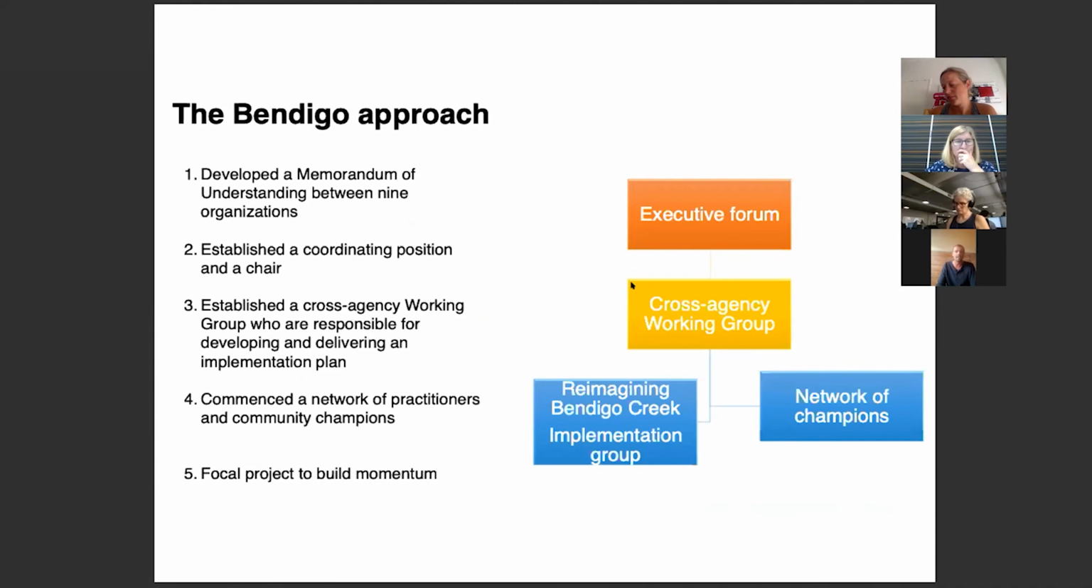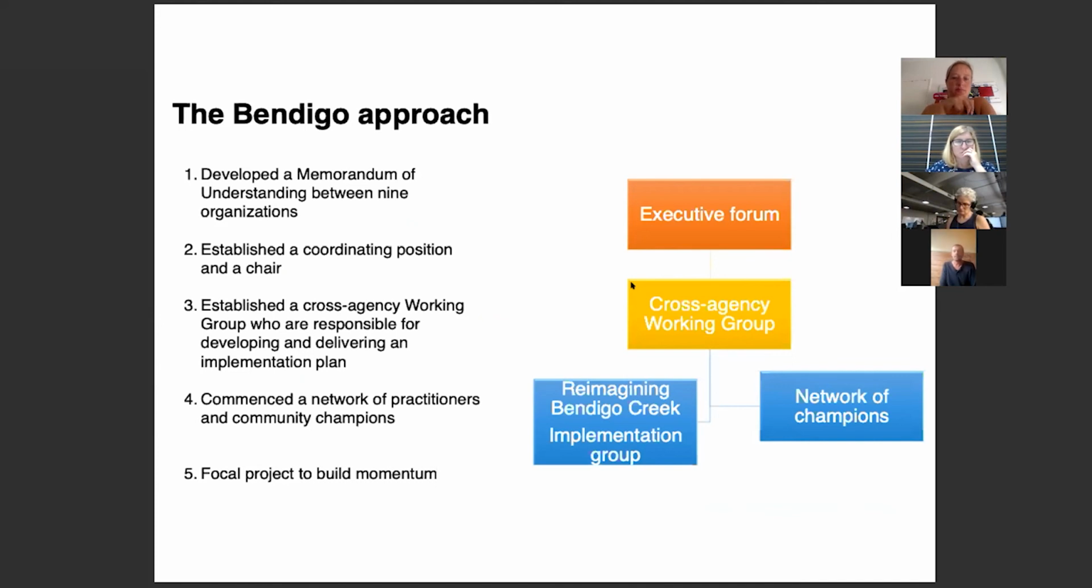One of the key functions of this group is an implementation plan. This is really just to translate the strategy, which had 100-odd actions in it, into something a bit more manageable over the first 3 years. It's trying to utilise current staff and current projects to best effect to achieve multiple outcomes.